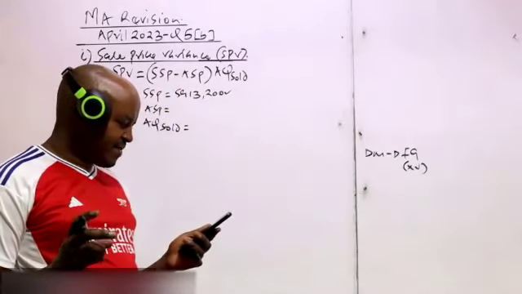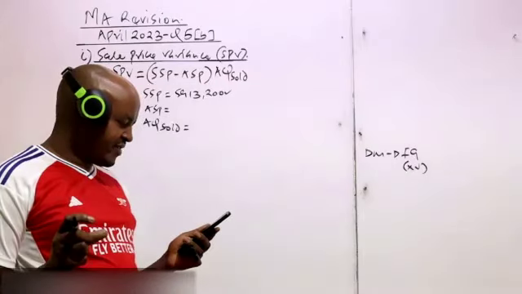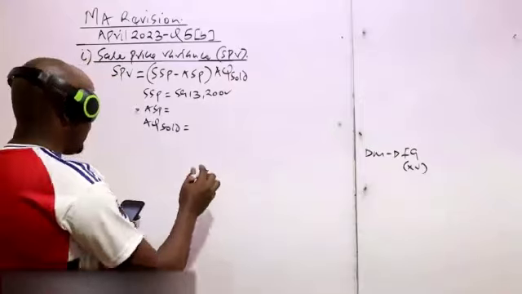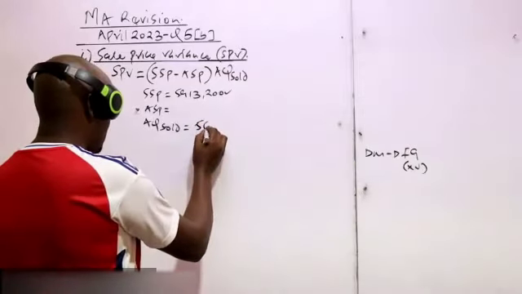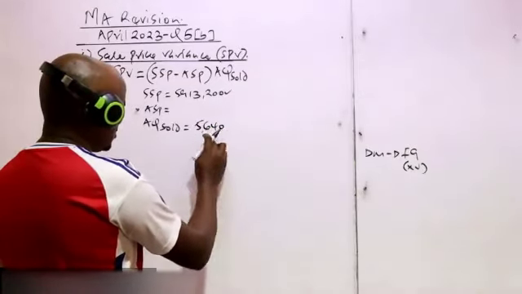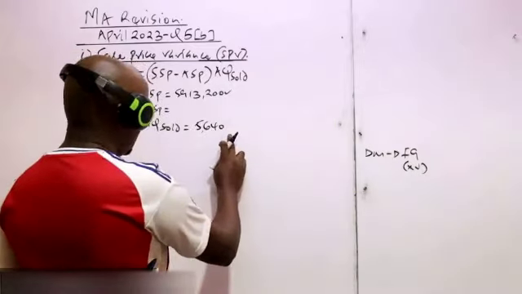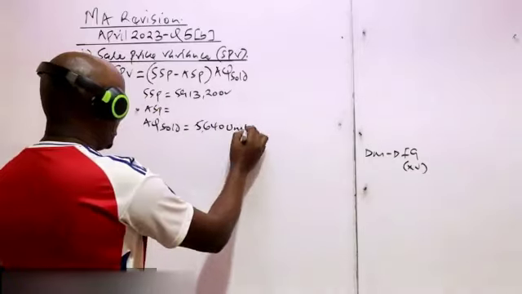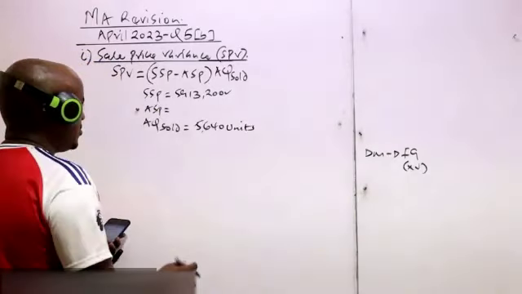In note number 4, what are we given? We are given the sales. I want us to go to where we have the sales. First of all, we are given the actual quantity which was sold, which was 5640. This is the actual quantity sold, or the actual units which were sold.